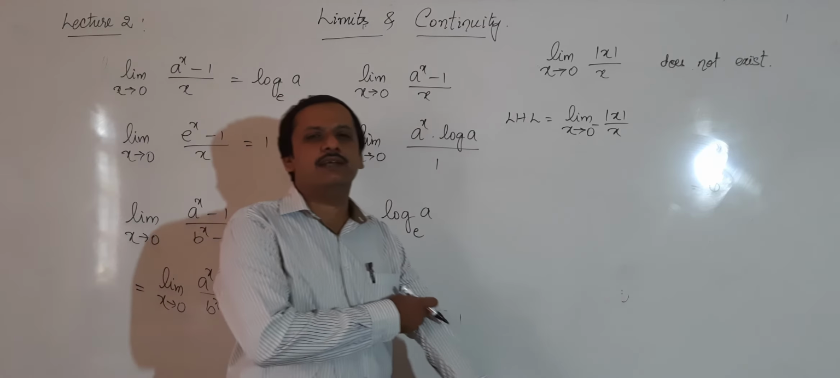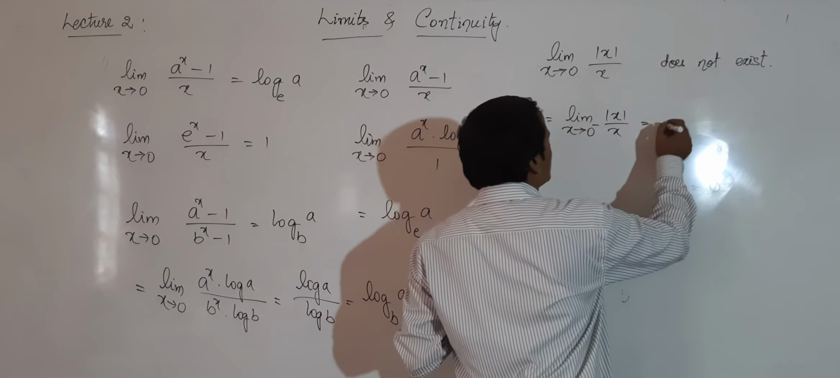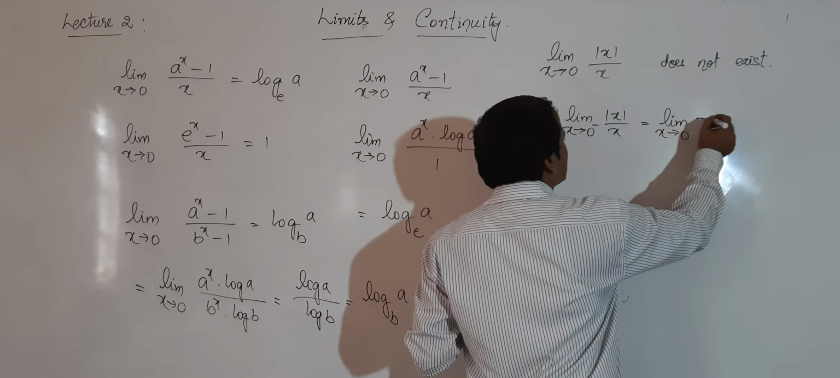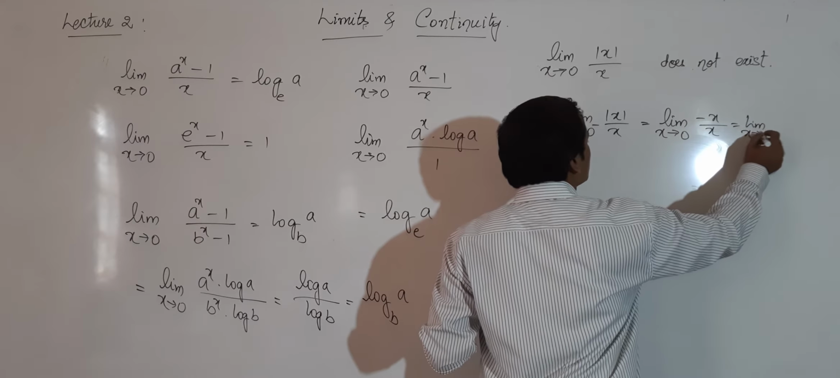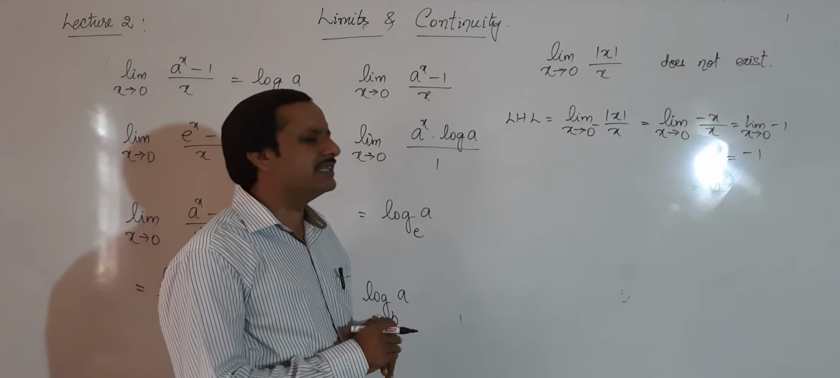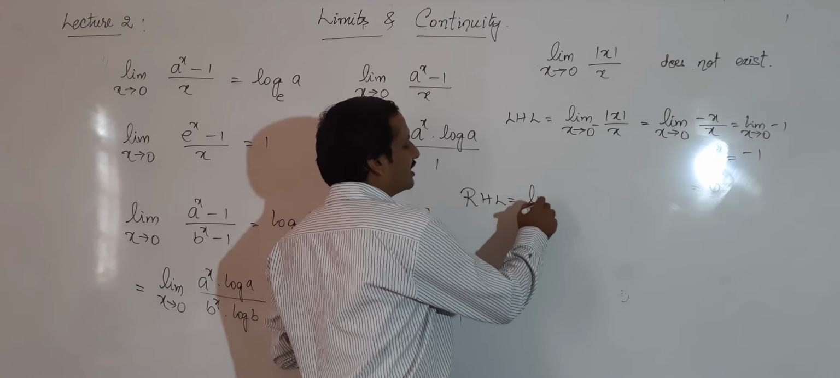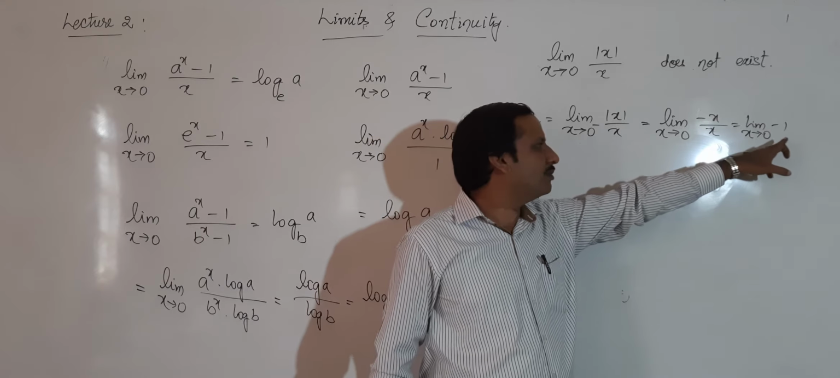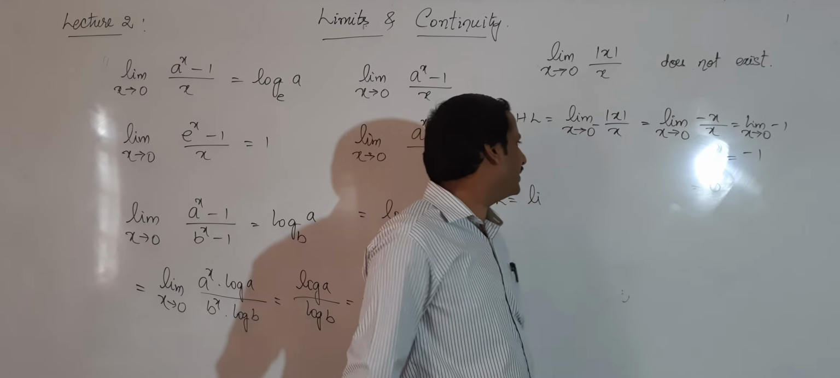Whenever x is negative, mod x is defined as minus x. So limit x tends to 0 minus of minus x by x is equal to limit x tends to 0 minus of minus 1, which is equal to minus 1. Left hand limit is equal to minus 1. Before applying the limit, I have cancelled that x, so minus 1 is there. Limit x tends to 0 minus of minus 1 is equal to minus 1.